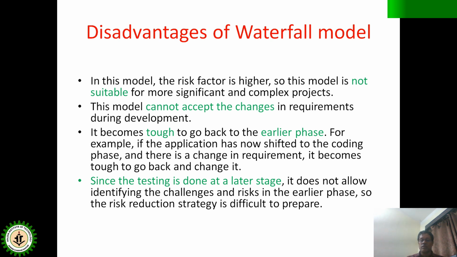What does this mean? We are in the development stage. We are already going for the coding, and we find that whatever requirement we had specified, there are some mistakes. But we cannot accept the change right now. If you want to make the change in the requirement, there will already be a disaster. So we cannot change the requirement during the development phase. So it also becomes tough to go to the earlier phase. For example, if we are in the coding phase, we cannot shift or go back to the requirement phase.